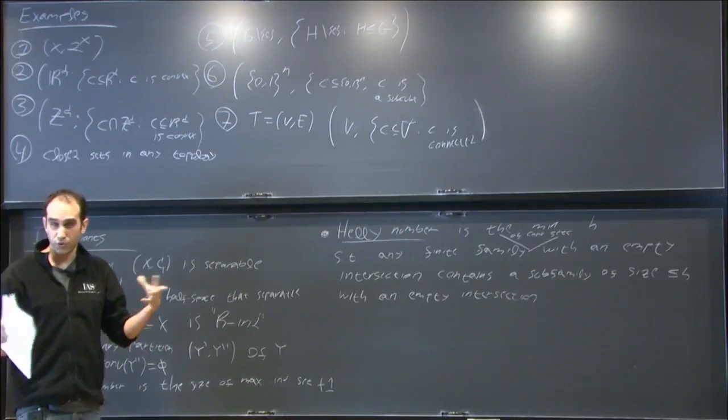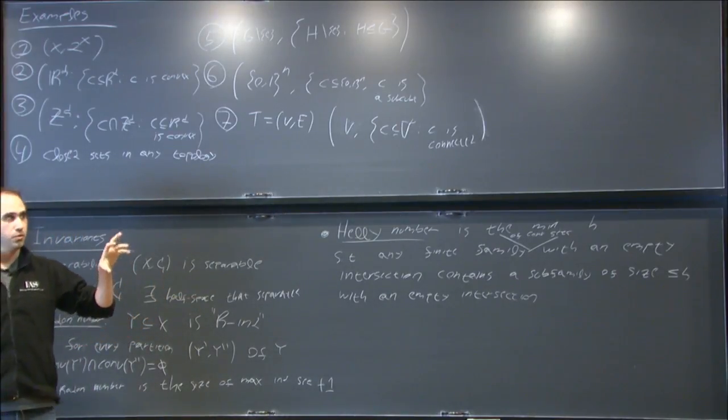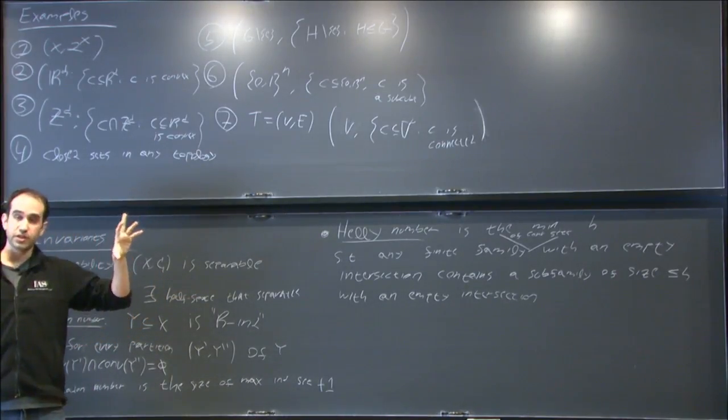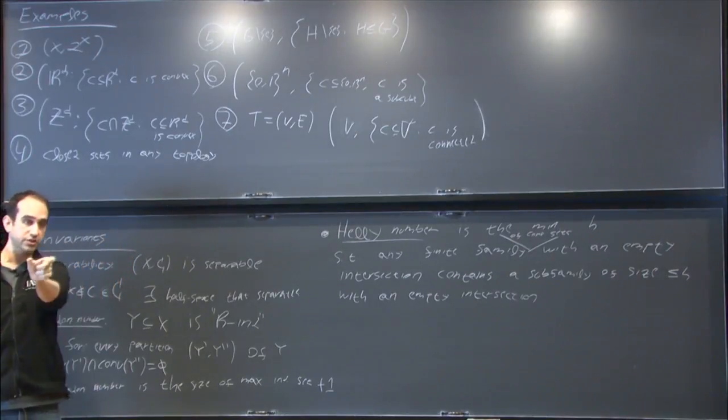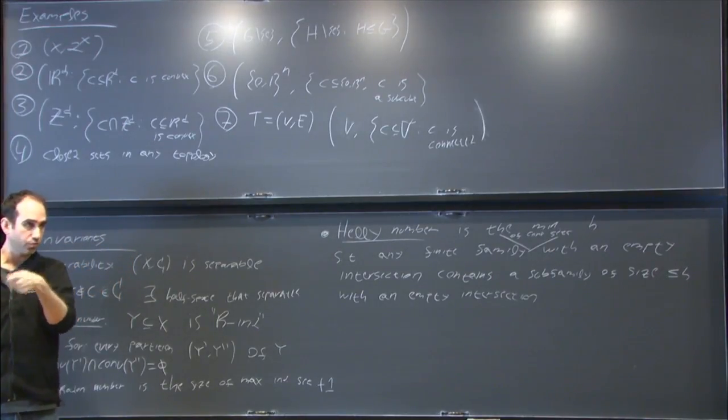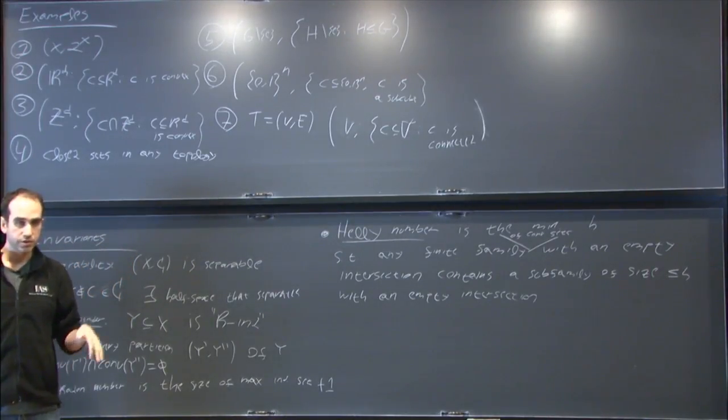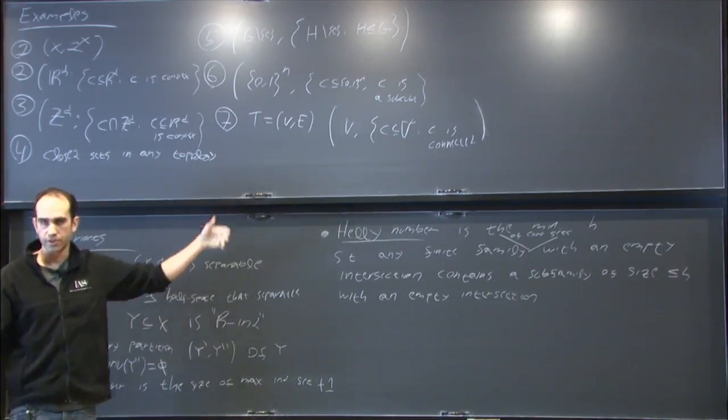So here, actually, we have the stronger notion of convexity. If we have two disjoint connected subtrees, there is an edge that separates them. Just take the shortest path and remove any edge on it. So this is even strongly separable.